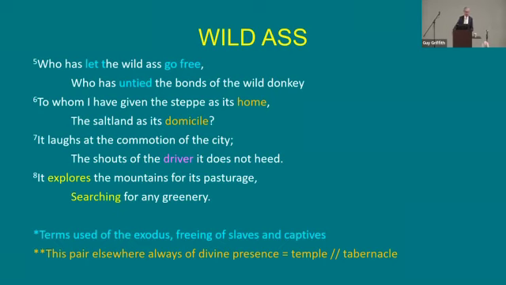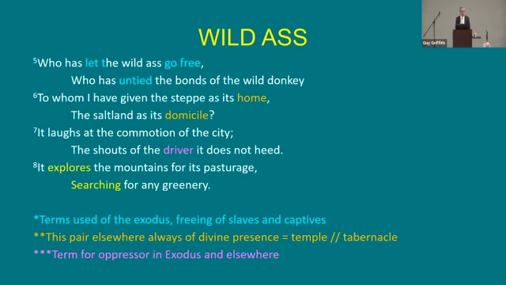It laughs at the commotion of the city. It doesn't want to be in the city. The shouts of the driver, it does not heed. You see, the city is a place of oppression. It explores the mountains for its pasturage, searching for any greenery. The term for driver is the term for oppressor in Egypt. So urbanites are the ones who are oppressed, whereas these animals are free.